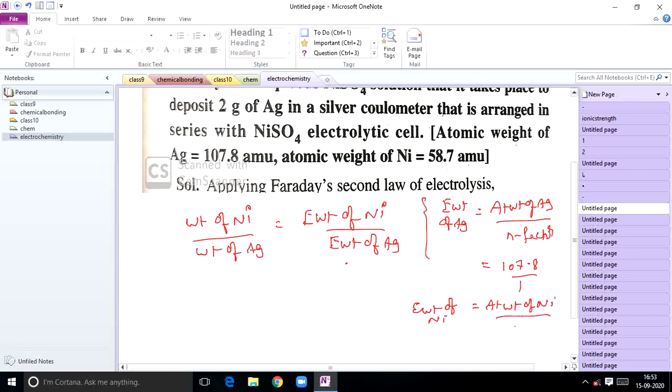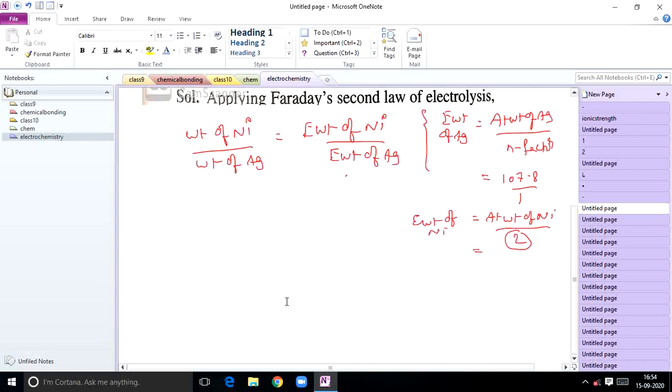In the same manner, equivalent weight of nickel is equal to atomic weight of nickel divided by valency. Ni2 plus, n factor 2, or valency you can take. Ni2 plus plus 2 electrons gives rise to Ni. From that, number of electrons transferred is 2, which is nothing but valency. So equivalent weight of nickel, how much will you get, students? Atomic weight of nickel 58.7 by 2.